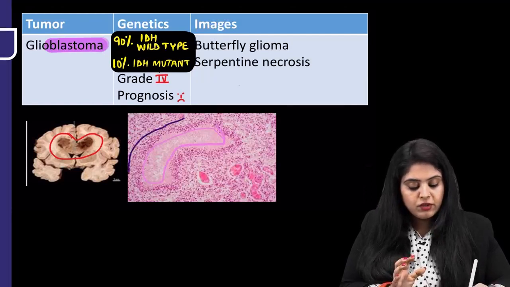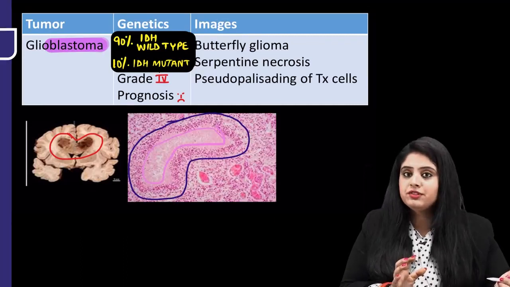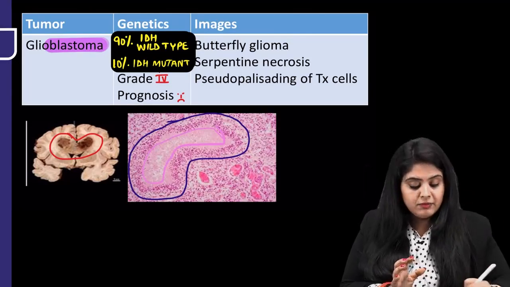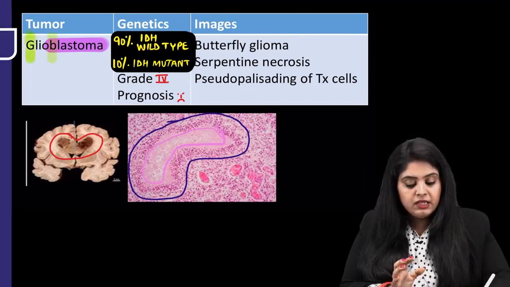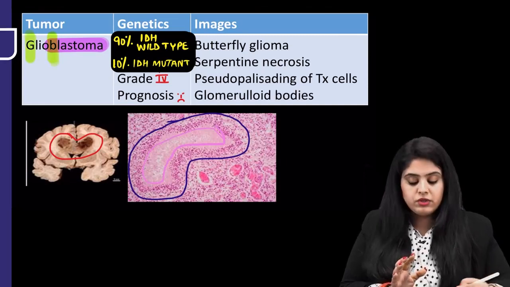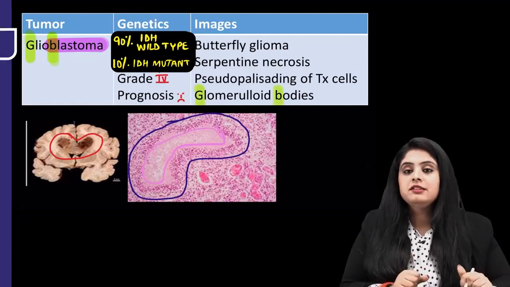So when I look carefully over here, I can see that there are lots of cancer cells around it. This is known as pseudo-palisading of the tumor cells. And finally, please remember, GB shows you GB. You won't get a picture of it, but it's definitely important. GB shows you GB, that is, glomeruloid bodies are seen in glioblastoma.